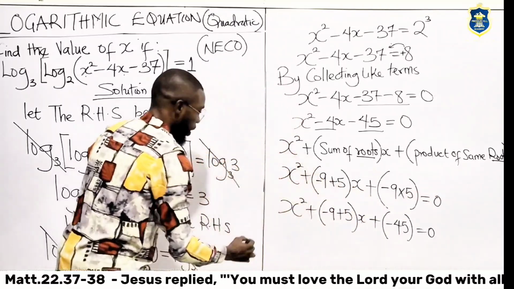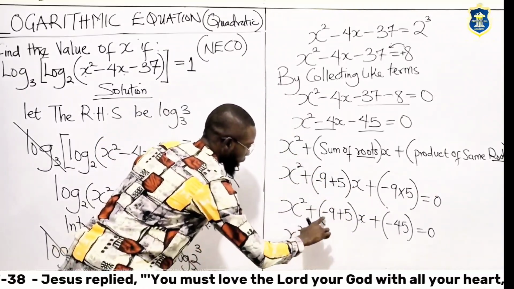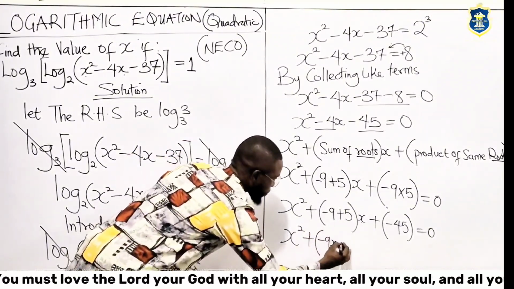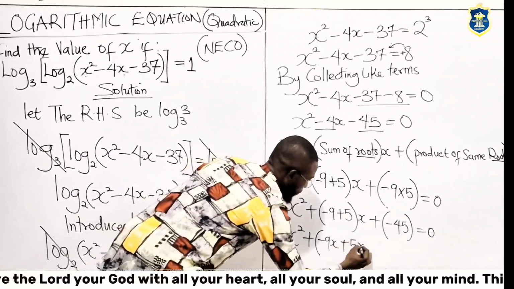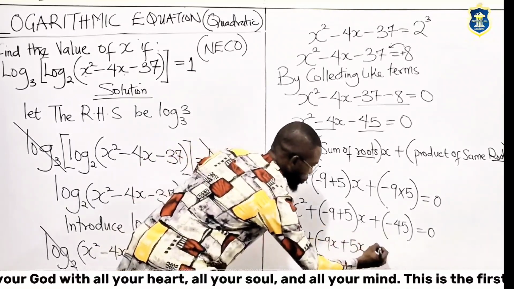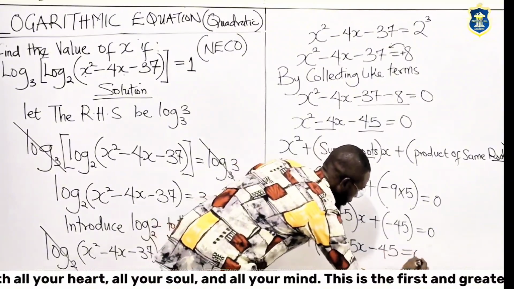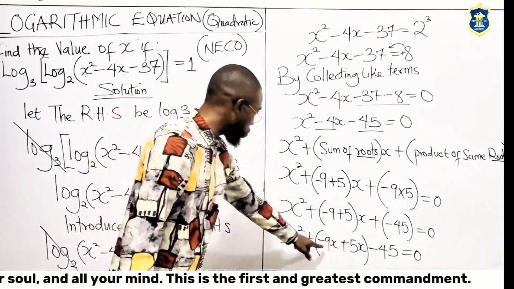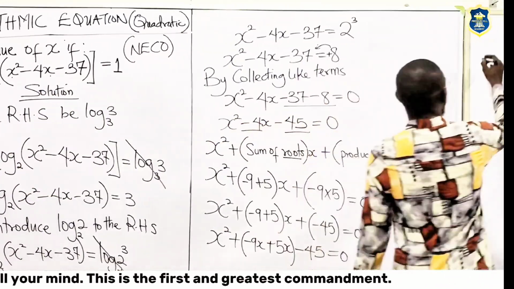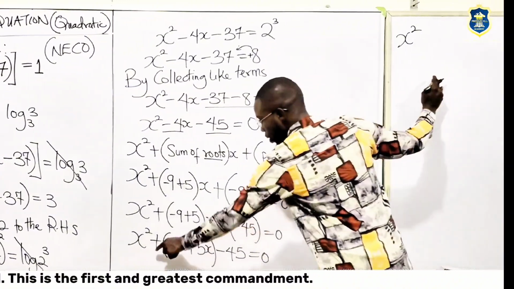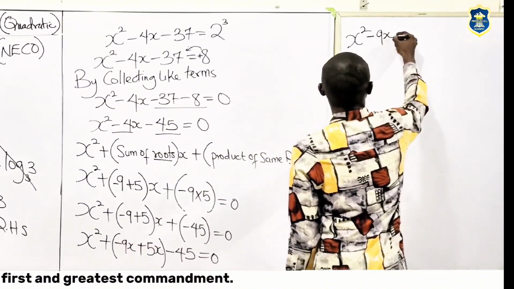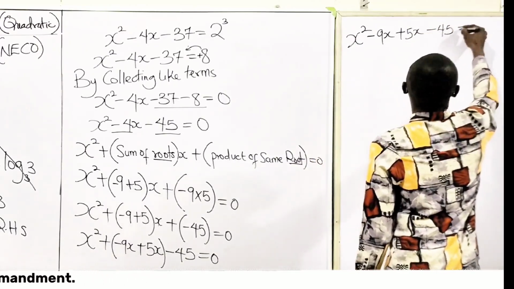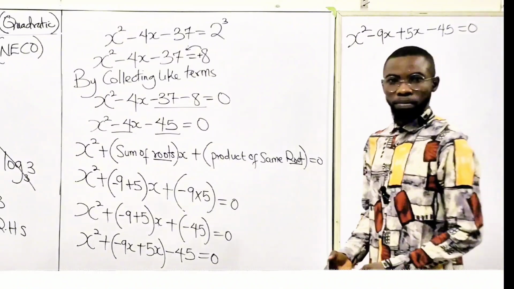By spreading it further, we're going to have x squared plus, let's start with the bracket first, this times this will be minus 9x, plus this times this, which is plus 5x. Plus times minus is minus 45 equal to 0. And close the bracket now. If I use this plus to open the bracket, what am I going to get? It is going to be x squared plus times minus is minus 9x, plus 5x, minus 45 equal to 0. That's what we're going to have. I hope you understand what we're doing now.